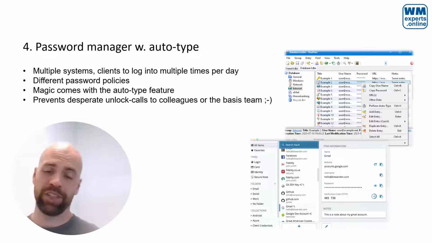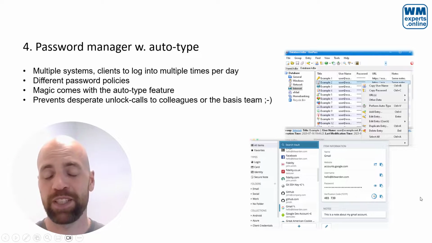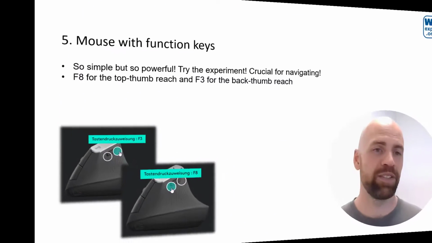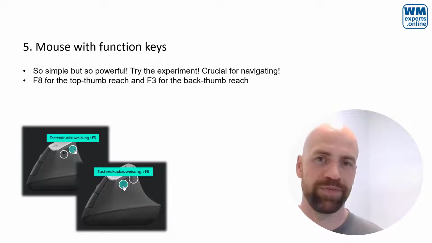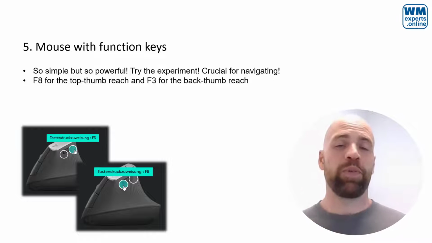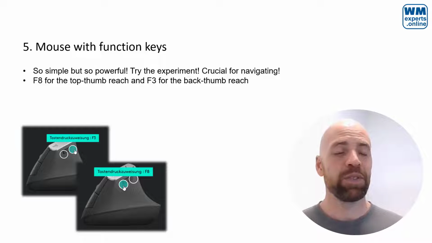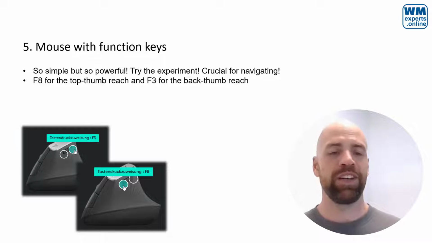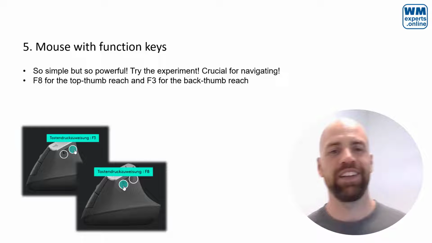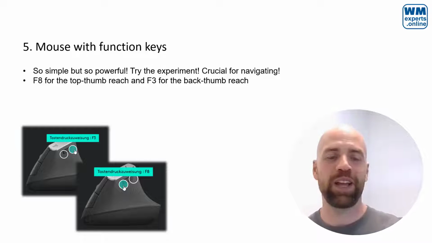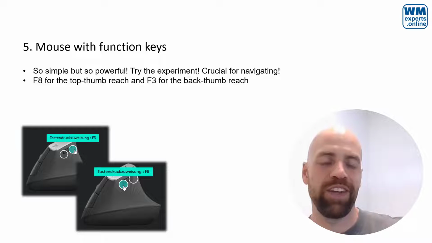Tip number five, the last one and my personal favorite. My tool number five is a mouse with function keys. Yeah, why is this my personal favorite? It was really a game changer when I started to use the function keys of my mouse, and I noticed that 80% of the navigation in an SAP system is basically done by the function keys F8 and F3.